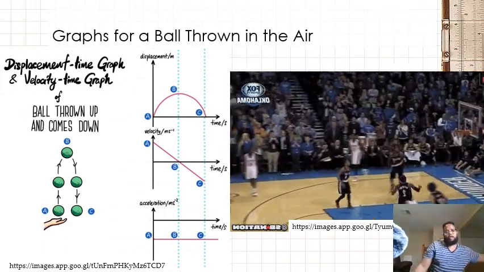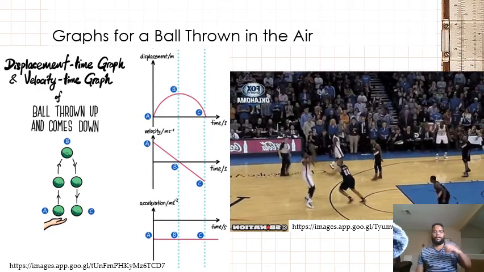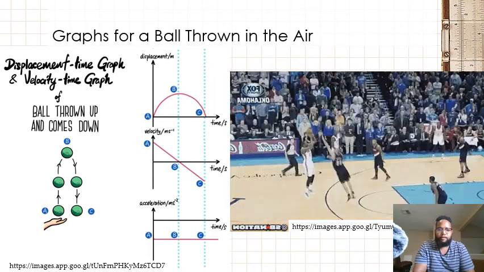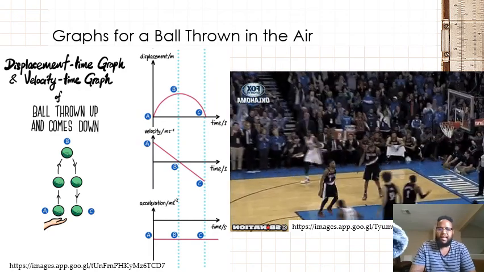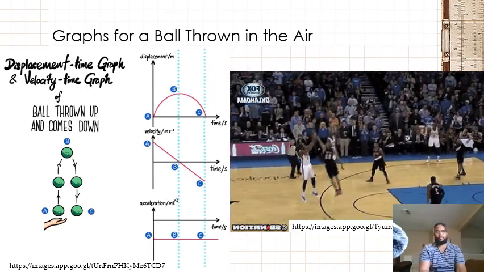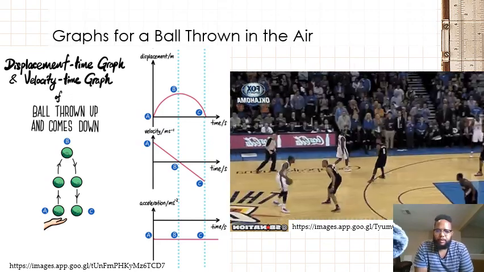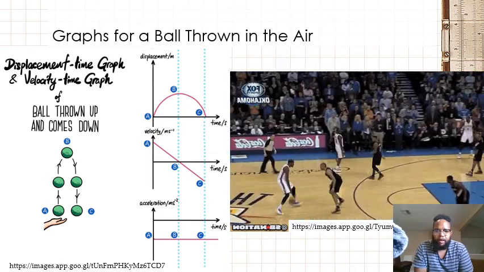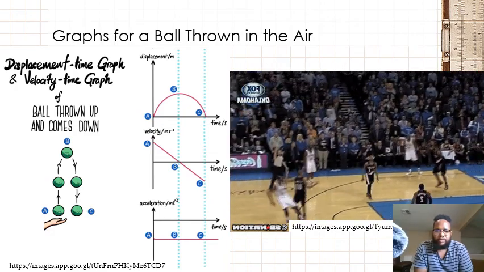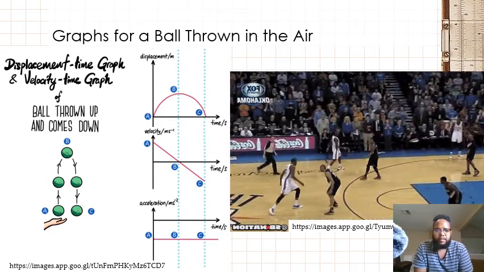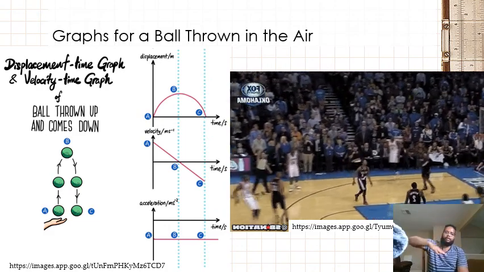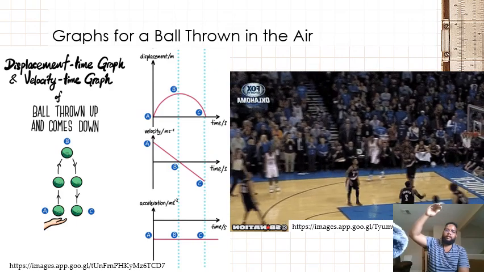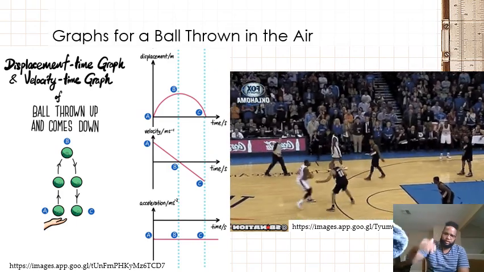Graphs for a ball thrown in the air, or any object thrown in the air for that matter. All three of these graphs represent the same movement. Okay? Now, if you look at the displacement, if you trace the trajectory of the ball being shot in the hoop, basically having the y direction as your displacement, as time goes on, it goes up, it slows down, and then it goes down.